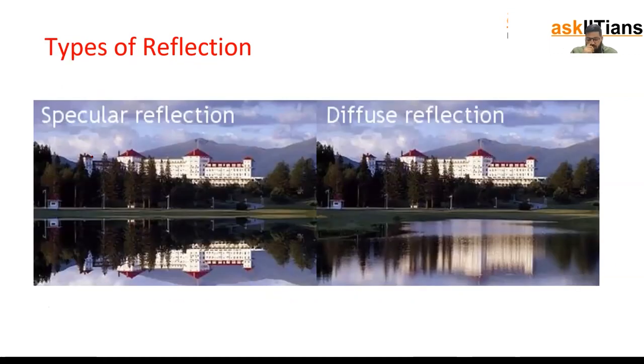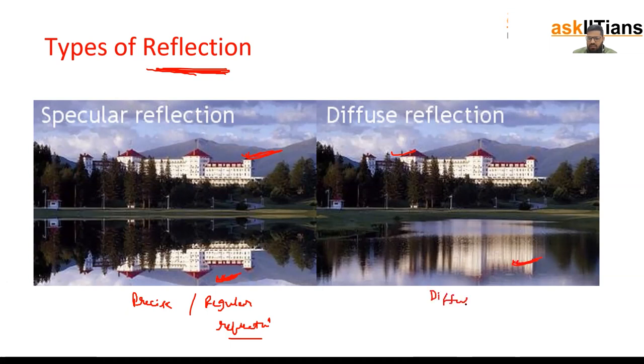Okay. Now there are basically two types of reflection. This is a specular reflection. This is a diffuse reflection. As the name suggests, specular reflection is a kind of precise, or you can say regular reflection. So what you can see, this is a building. You can see the exact image of the building in the lake. Yes or no? You can see the exact image. So this is regular reflection. And now you are seeing the blurred image of the building on the right side, which is known as diffuse reflection.